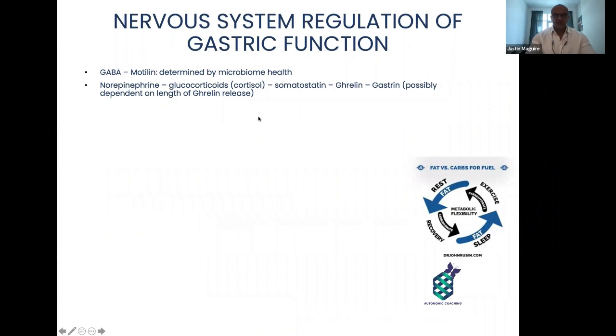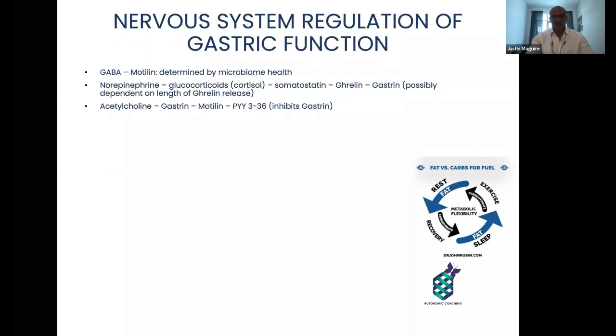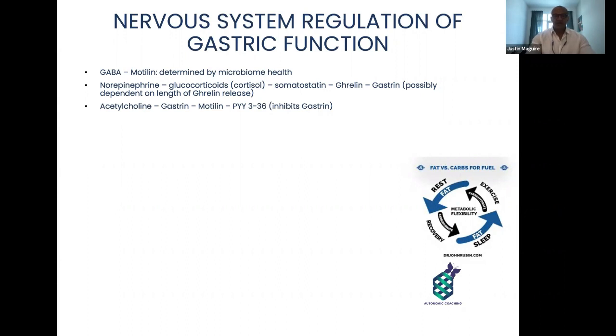Okay, so just again, nervous system regulation of gastric function. Gamma-aminobutyric acid also has an impact on the motility rate of the gut. Norepinephrine, glucocorticoids, somatostatin, ghrelin, and gastrin also have an impact on gastrin as well, and the release of hydrochloric acid. Acetylcholine also has an impact on gastrin's release and the positive release of motilin. And subsequently, acetylcholine also has an impact on another hormone, which is called PYY336, which inhibits the excessive release of gastrin, which is really helpful if you are in a state of poor large intestinal hydration or osmotic balance in the gut.